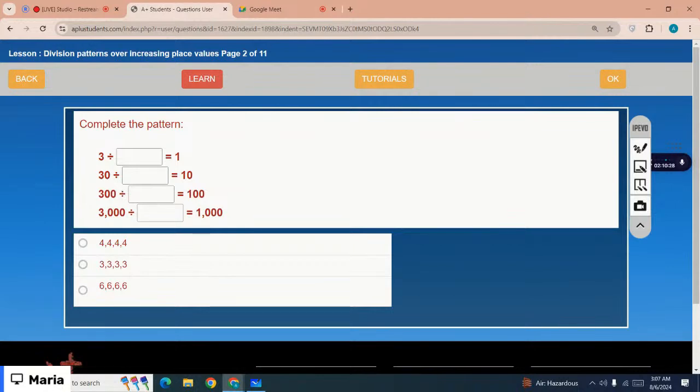Complete the pattern. 3 divided by missing number equals 1. 30 divided by missing number is 10. 300 divided by missing number is 100. And 3000 divided by missing number is 1000. So which is the correct option?